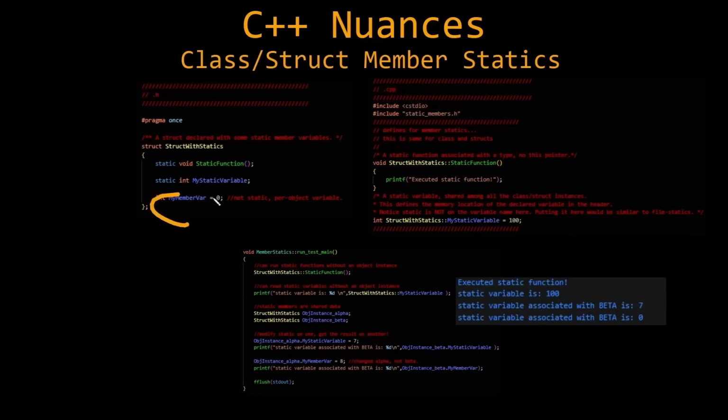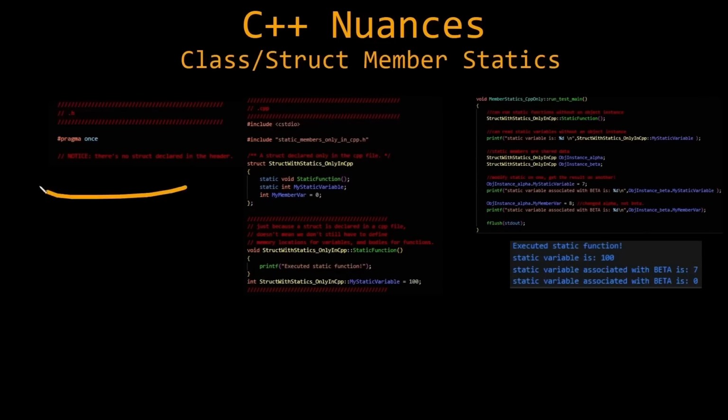And so that's the difference between member variables and static variables. Additionally, in C++, you don't even have to define the type in the header. The struct or class can be defined in the CPP file up here. So we're declaring the two static variables. So here it has declared two static variables, but we still have to define them.